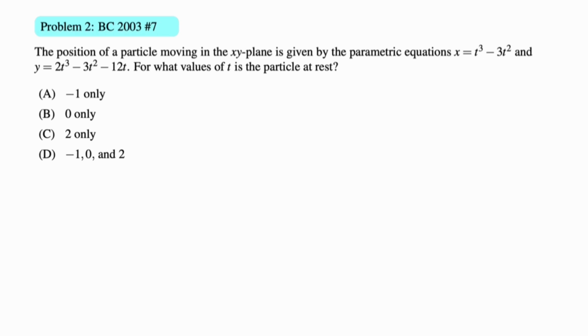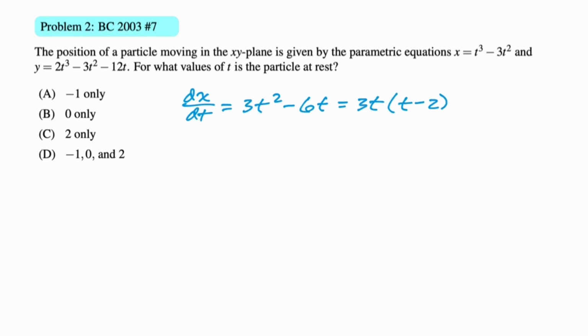So we've got the position of a particle moving in the xy plane given by the parametric equations x equals t cubed minus 3t squared and y equals 2t cubed minus 3t squared minus 12t. For what values of t is the particle at rest? Okay, so you have to be really careful here. This is not a question about dy/dx. It's a question about dx/dt being 0 and dy/dt being 0.